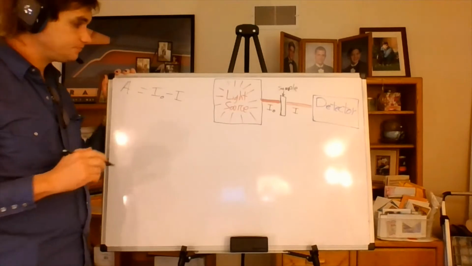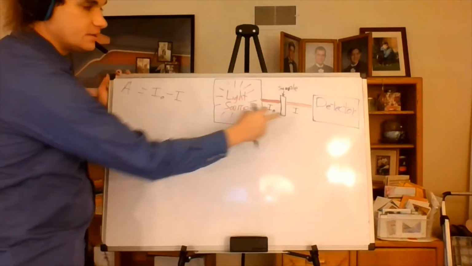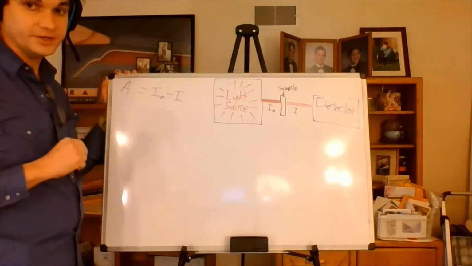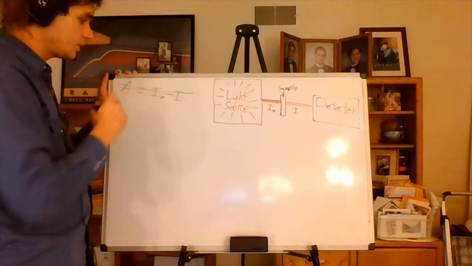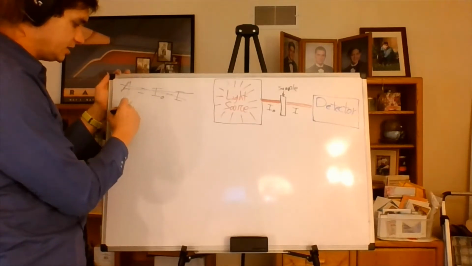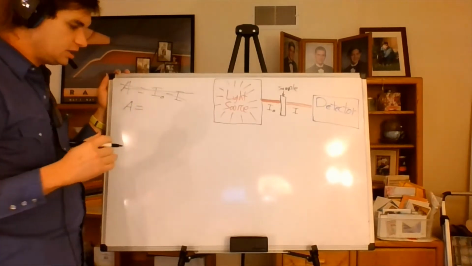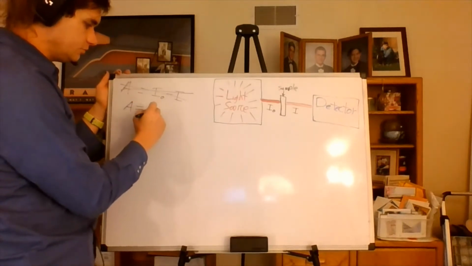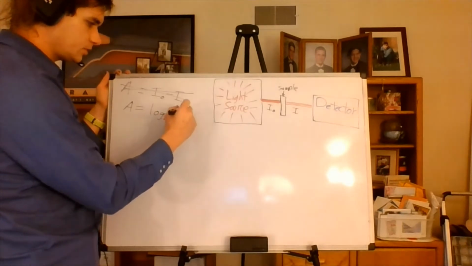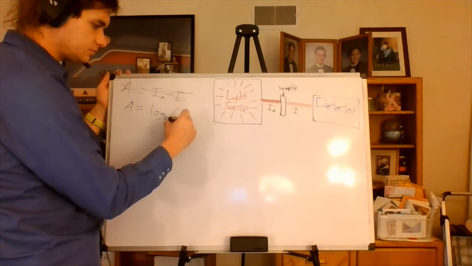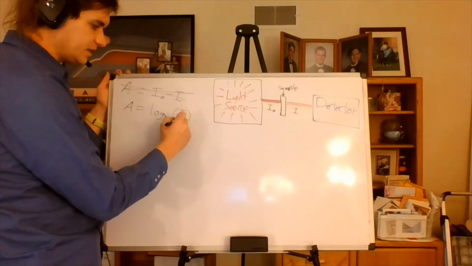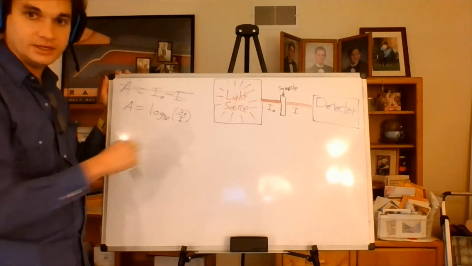Except it's not the absorbance. Even though the difference in this light is light that was absorbed, this is not the definition of absorbance that we use. The definition of absorbance that we use is that the absorbance of something is equal to the standard logarithm of the light that went in divided by the light that came out, both measured in intensity.